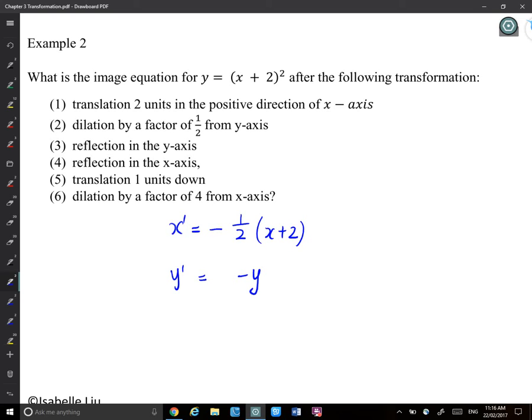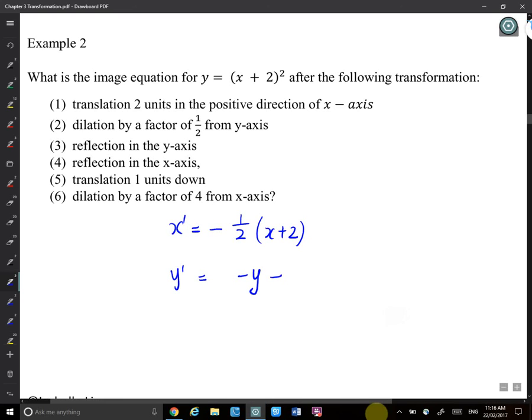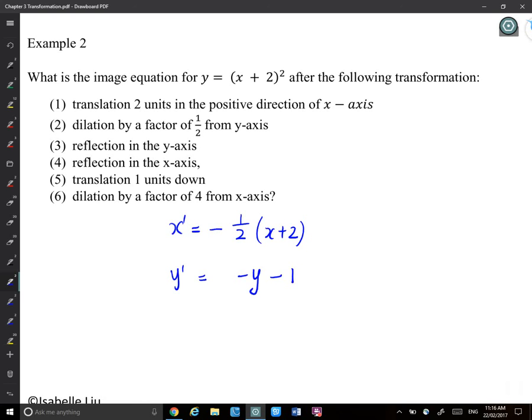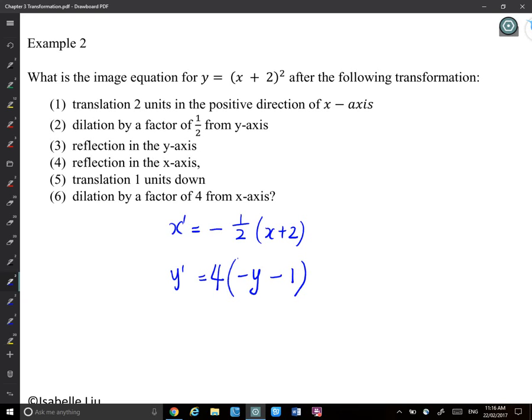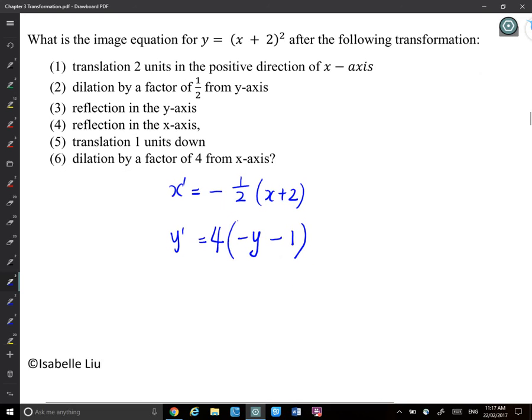And then translation 1 unit down. So we will subtract that by 1. And then dilation by a factor of 4 from x-axis. Then the whole thing you need to times that by 4. Okay, the order must be exactly as the calculation order. The order you describe your transformation will be the same as your calculation order. So you need a bracket there, and then times that by 4.